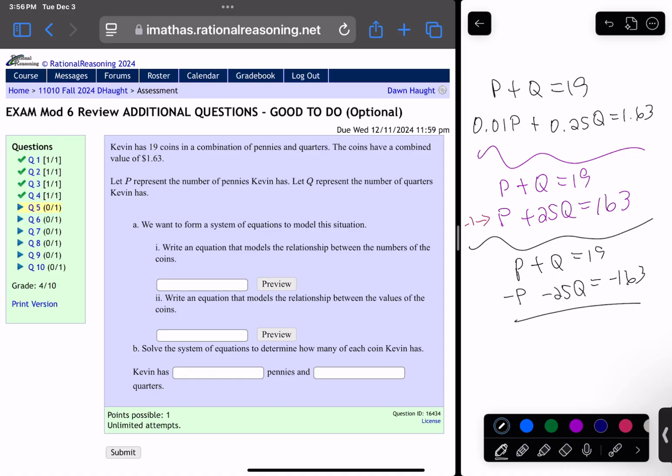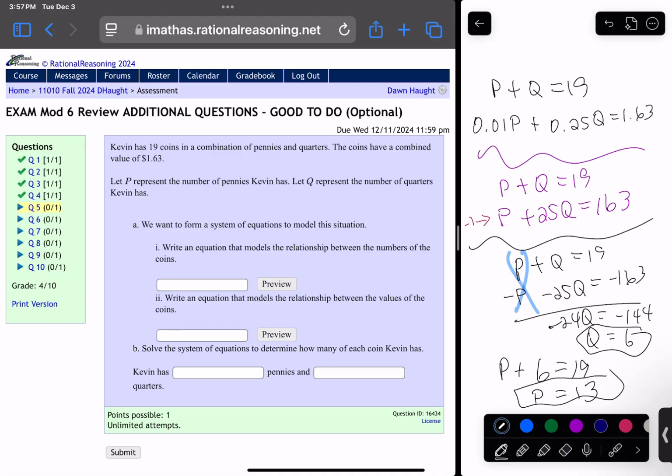So the p's are going to eliminate. That's why it's called elimination. So that's gone. And then we get -24q equals -144. And then 144 divided by 24, the negatives would cancel, and we would get that we have 6 quarters. Now we had 19 coins altogether, so P plus 6 has to equal 19. So our number of pennies would have to be 13. And then just think to yourself, if you have 6 quarters, that's $1.50. If you have 13 pennies, that's 13 cents. And that total is $1.63.